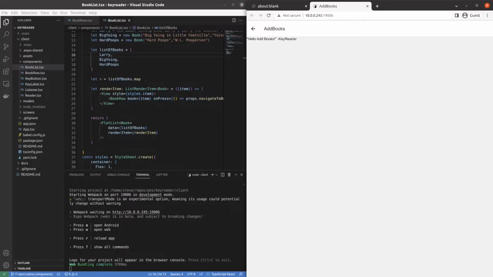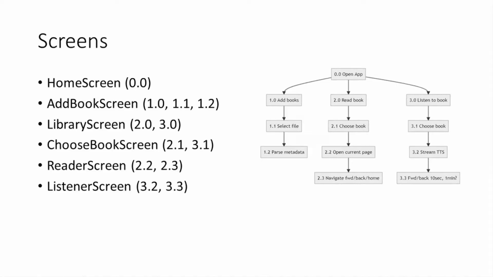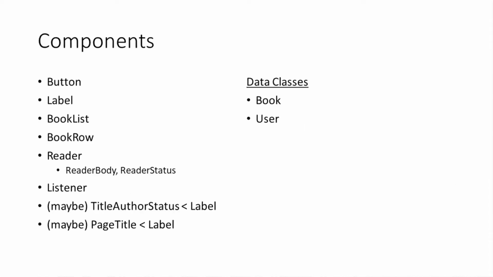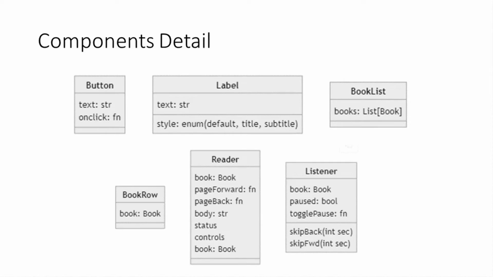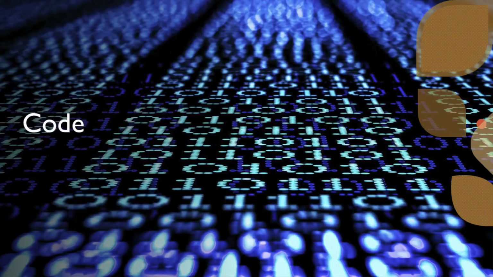Yeah. So as you can tell, our software developer intern, Eric, has added placeholders for all components in the design, and the purpose, like the last video, was to flesh out what the app will look like. Here's a review of the design, the screens, the components, and the detail of the components in the design. Now we actually have those implemented, and wireframes for the reader and the listener. Now let's look at the actual code that was written.